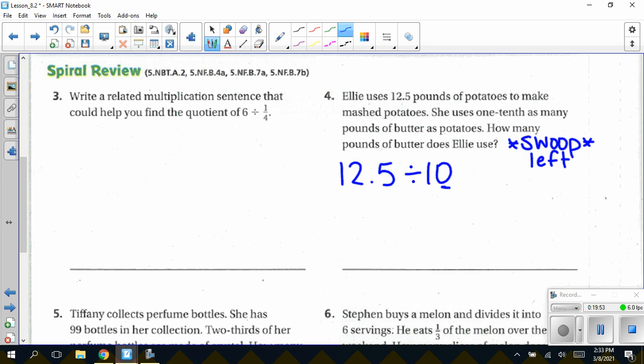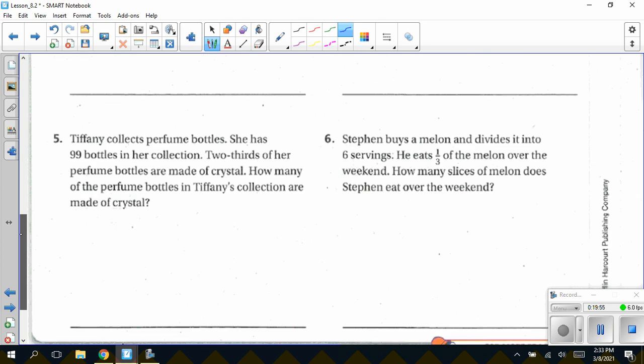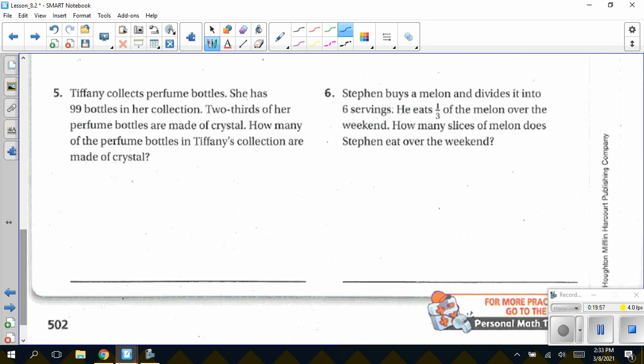Question number 5. Tiffany collects perfume bottles. She has 99 bottles in her collection. 2/3 of her perfume bottles are made of crystal. How many of the perfume bottles in Tiffany's collection are made of crystal?